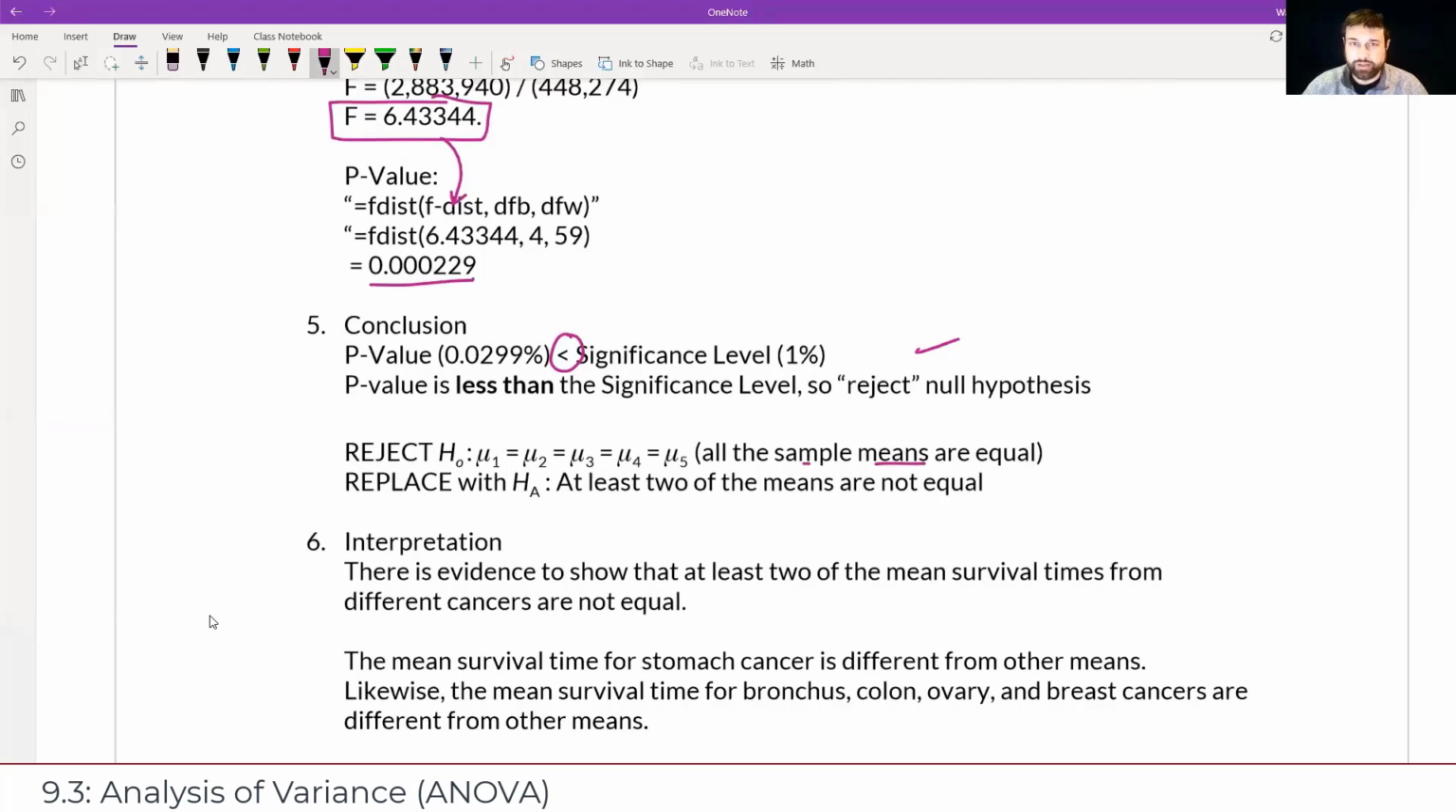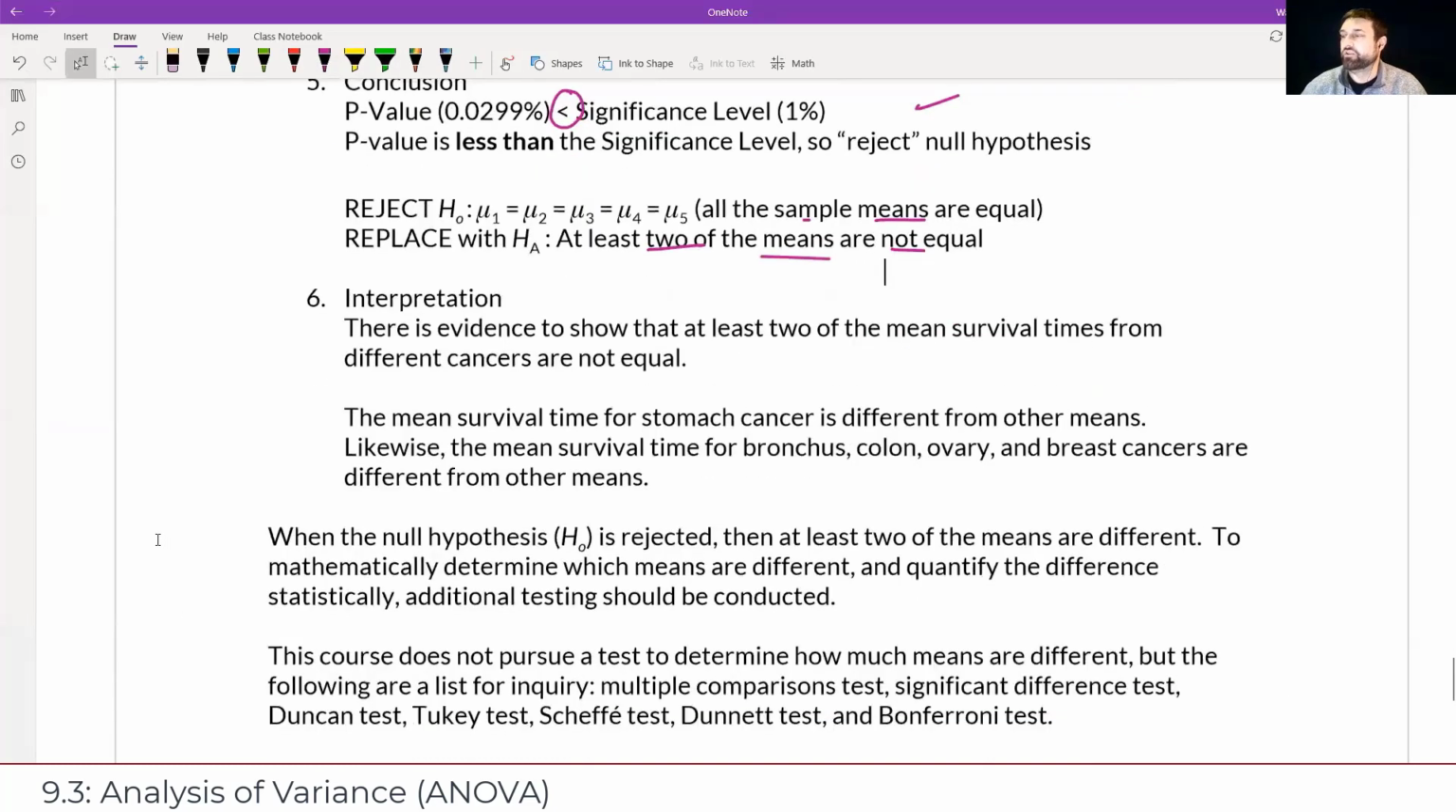And instead, we're going to replace it with our alternative hypothesis, which is that at least 2 of the means are not equal. And we kind of knew that going in, just looking at the numbers, you could kind of say that. So there's evidence to show this. And so the mean survival time for cancer is different than the other means. And so that's kind of what we figured out.